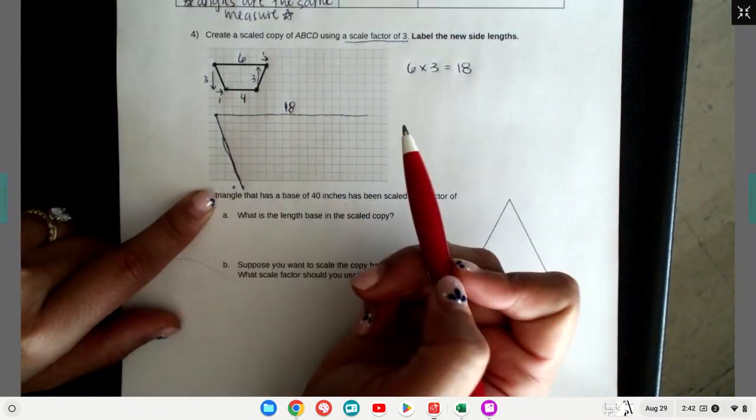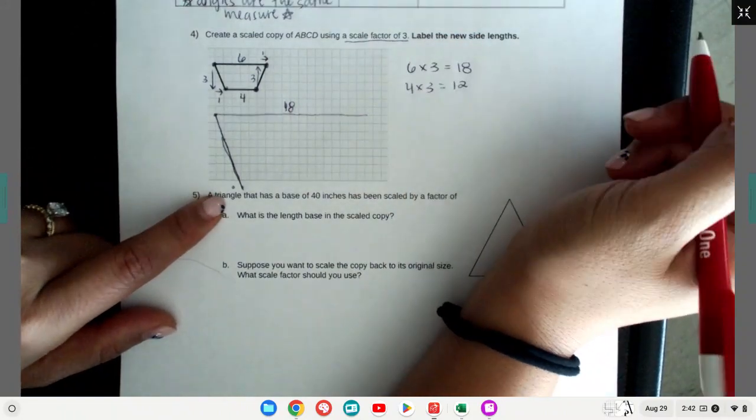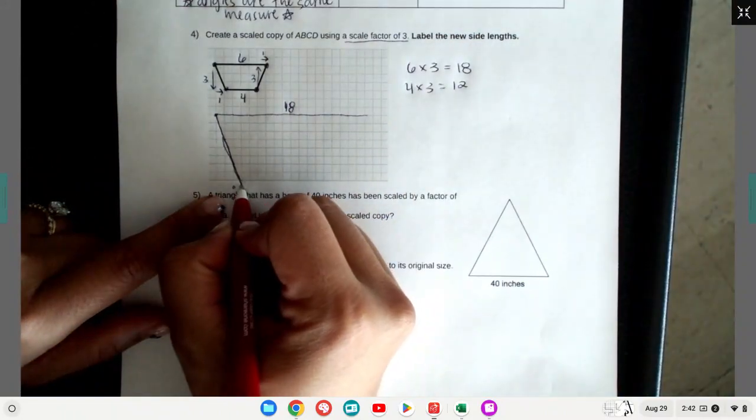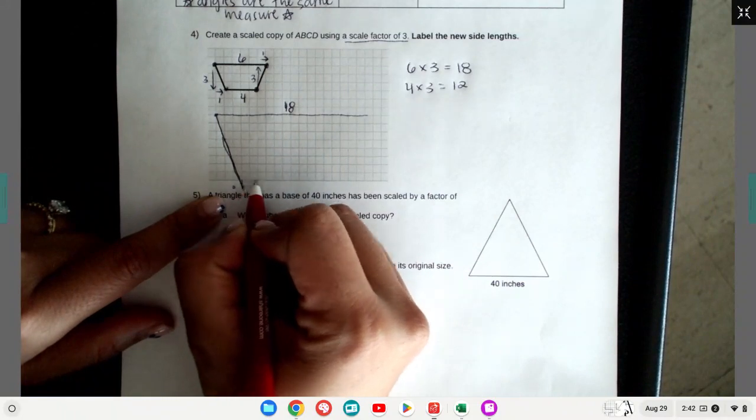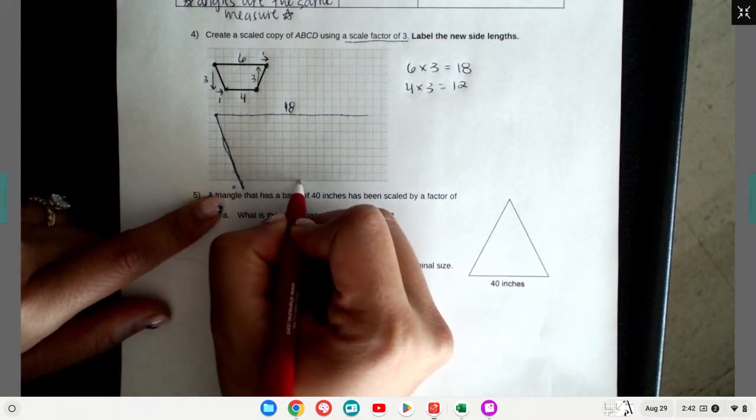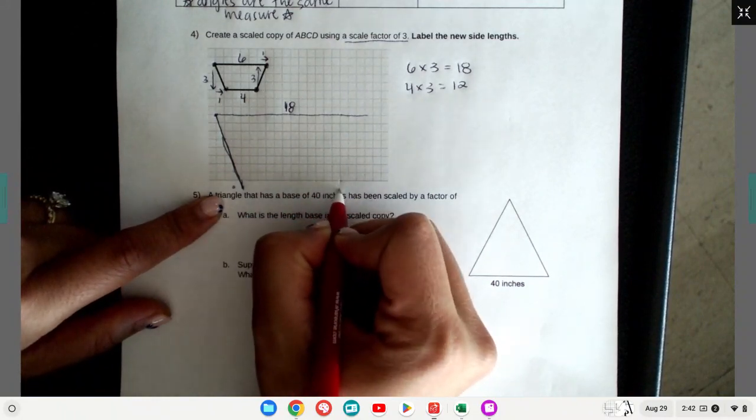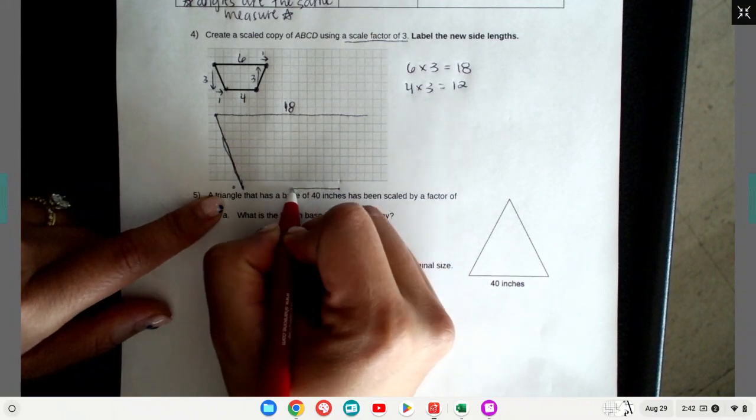My base right here is 4, so I'm going to do 4 times 3 and get a new base of 12. I'm sitting right here, so I'm going to count these boxes for you, okay? 1, 2, 3, 4, 5, 6, 7, 8, 9, 10, 11, 12. So I know that my line should be right about here.